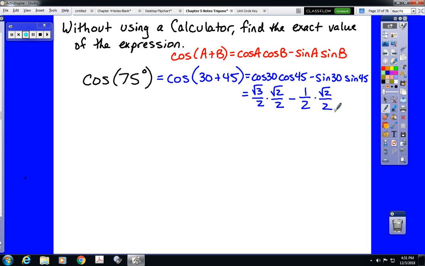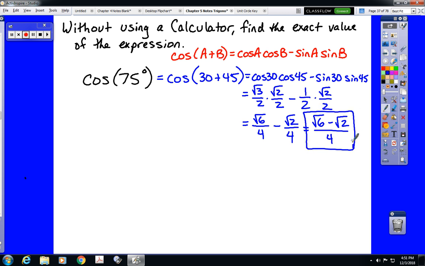So we're going to start to see some answers that look very, very similar to each other. Root 6, because root 3 times root 2 is root 6, over 4, 2 times 2, minus root 2 over 4 is almost exactly the same answer we saw on that previous example, except now it's a subtraction sign in the middle instead of an addition sign.